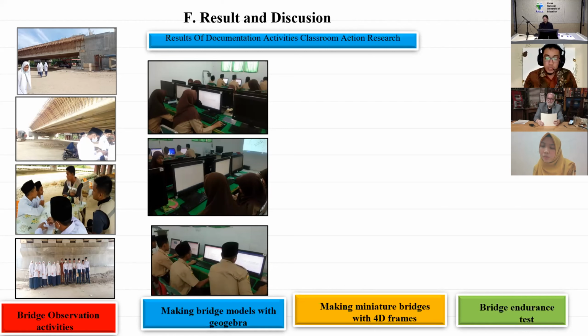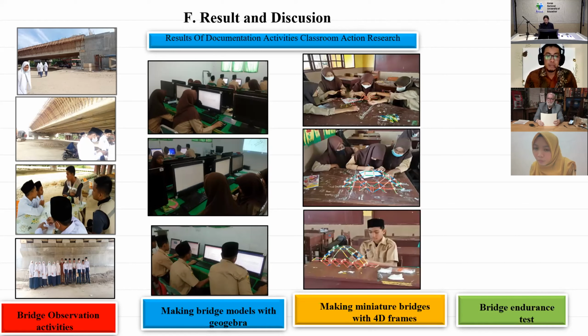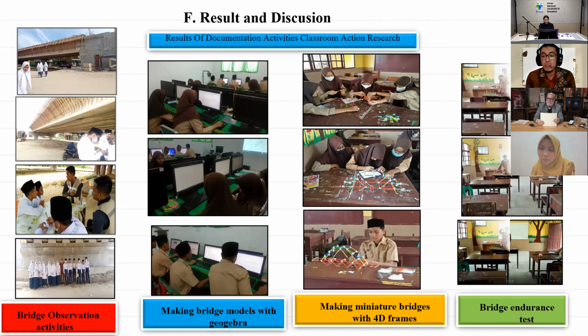Create a miniature bridge. After we have made the model with GeoGebra, the students make a miniature bridge with a 40 frame. After that, we run a bridge endurance test, so we can know whether the 40 frame is stronger than the other groups.